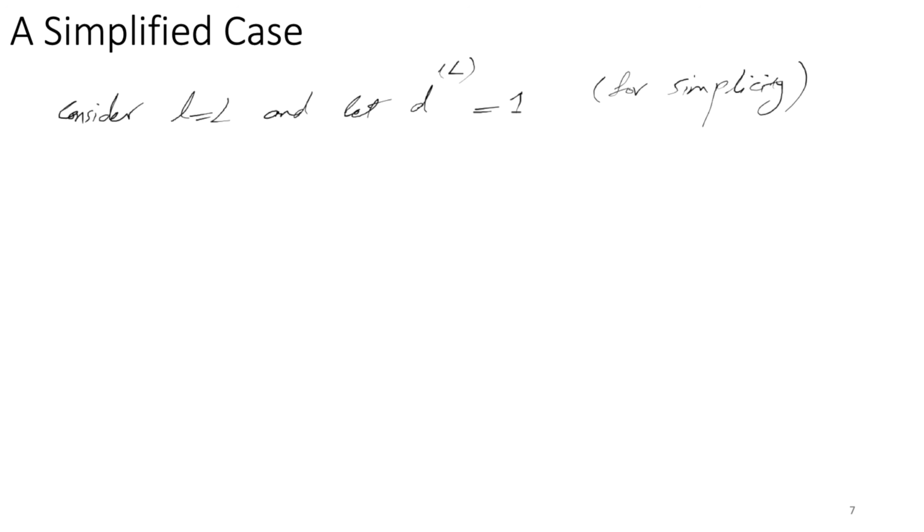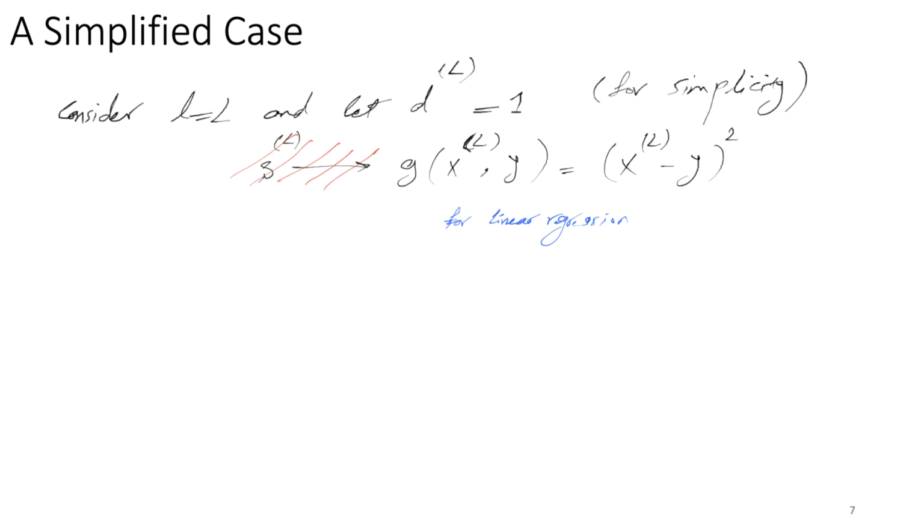Okay, so for simplicity, consider L as capital L, so we are only targeting the last layer. And let d^L, the capital L, be equal to 1, again for simplicity, as if we have crisscrossed this S of L. Suppose this was only the case for linear regression, right? So we were using mean square error to find the in-sample error.